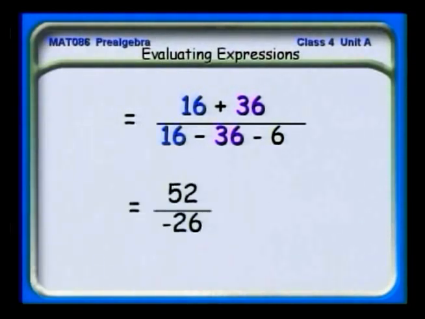I can work this out and get 52 over 26 minus 26. You have to be careful. So I'm dividing a positive by a negative, so when I'm finished, I get minus 2.